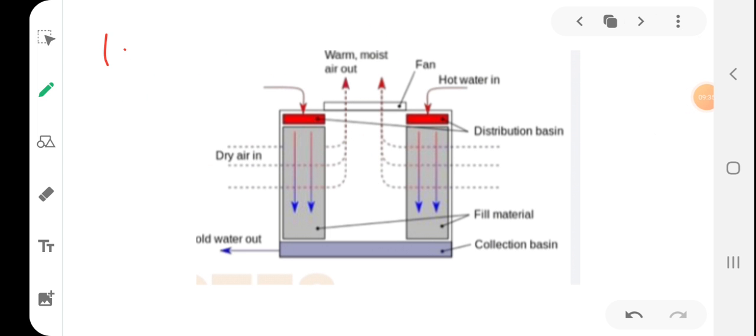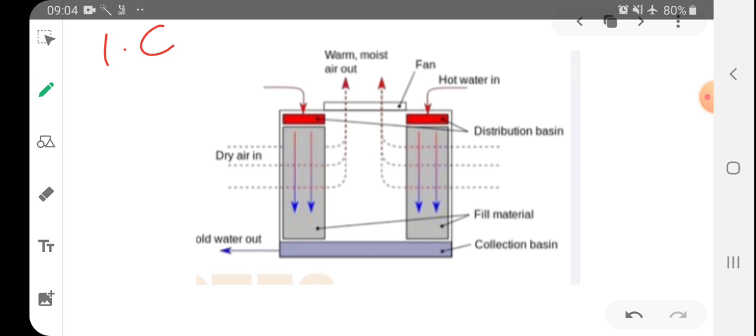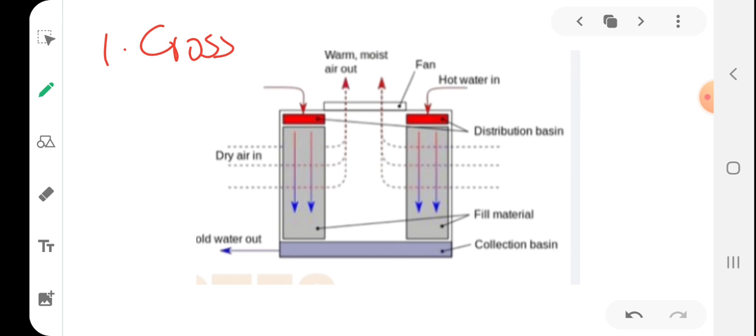The first one is the cross flow type. These are different types of heat exchanger based on the direction of flow. Basically, a cooling tower can be assumed as a heat exchanger. So depending upon the direction of flow of air and water, the cooling tower can be classified into different types.